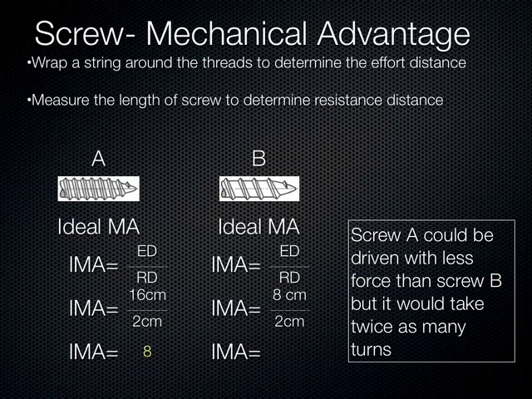So in this case, let's say the thread length was 16 centimeters. The length of the screw was 2 centimeters, giving that screw a mechanical advantage of what? 8. If I did it for the other screw, which has a shorter inclined plane, the mechanical advantage would be 4. But this one would take twice as many turns to get into the wood versus screw B. So that's the trade-off.